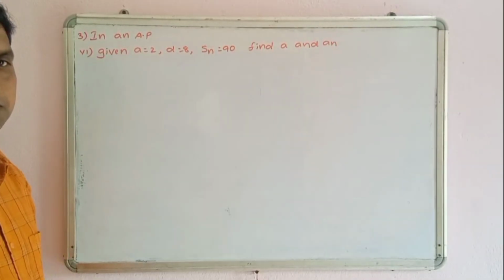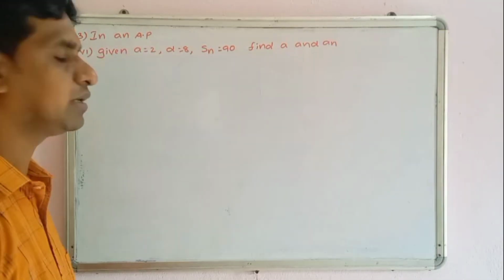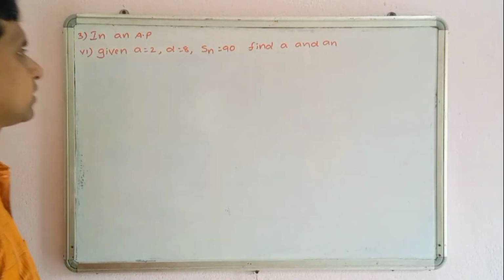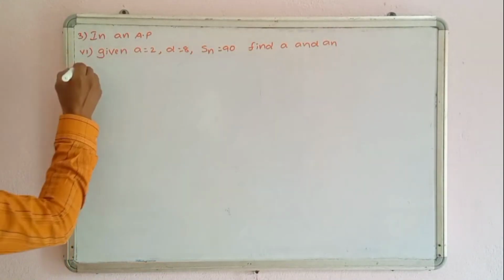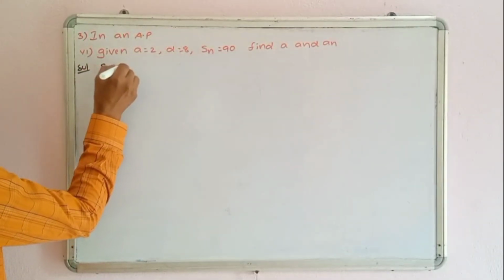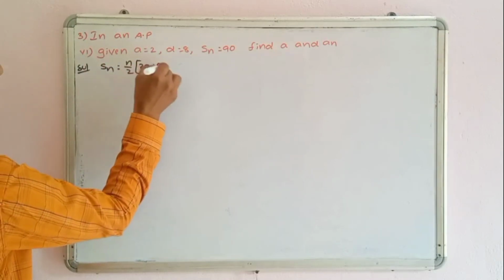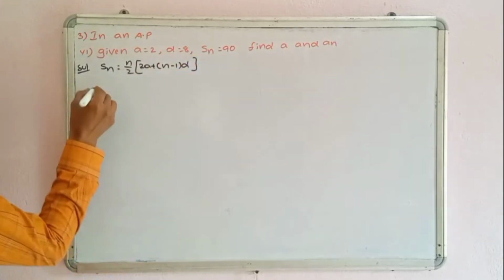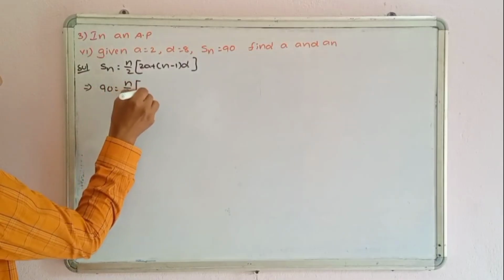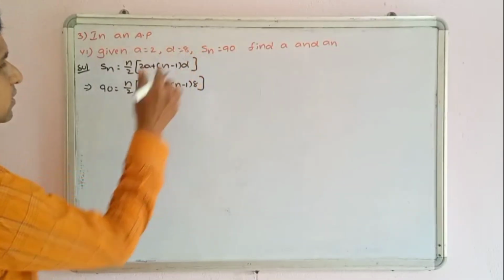Problem 6. In an AP, given a equals 2, d equals 8, Sn equals 90. Find n and an. See this problem. Given Sn equals 90. What is the Sn formula? Sn equals n by 2 into 2a plus n minus 1 into d. So here Sn is 90 equals n by 2 into 2a, value 2, plus n minus 1 into d value 8.